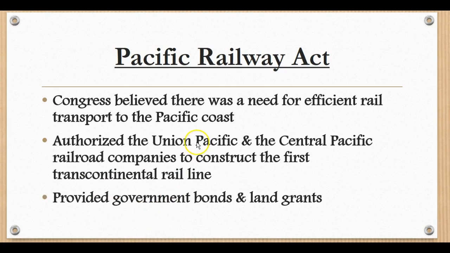Okay? Now, these 2 companies were actually given money, bonds, and land grants, so they were actually given the land by the federal government to construct the first across the continent transcontinental railroad.